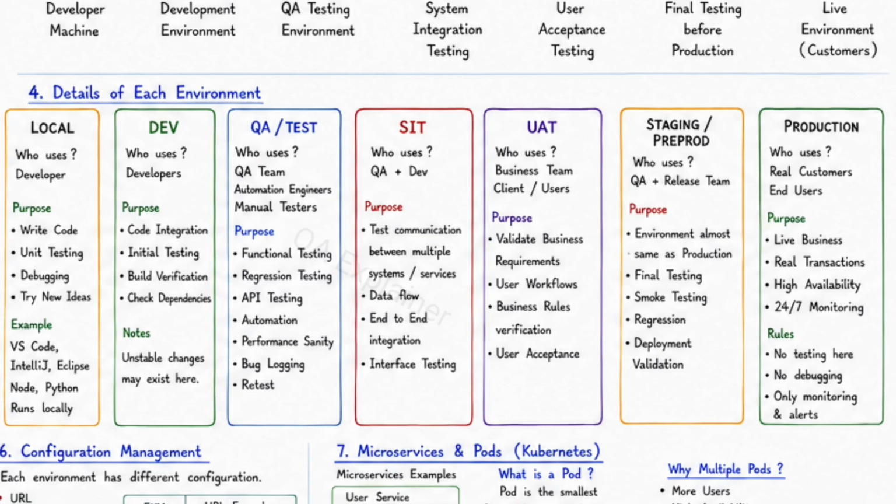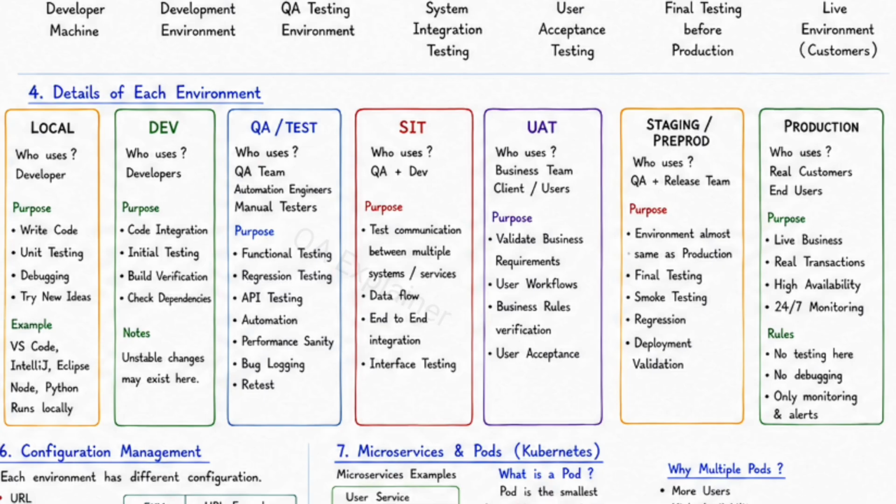Then we have performance and sanity testing. For that we use different tools like JMeter, K6, and NeoLoad, checking the load handling of our application, APIs, response time, everything with performance testing. Then we log the bugs and retest again. Every testing scenario happens inside this QA environment.